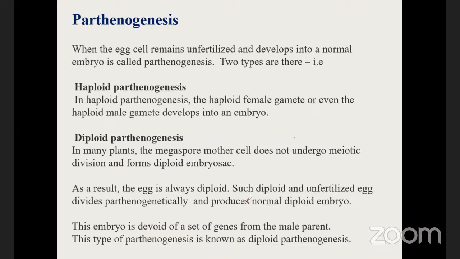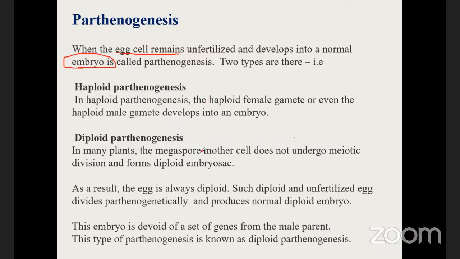Parthenogenesis means whenever the egg cell is unfertile, that unfertile egg cell grows and develops as an embryo. Unfertile egg cell developing as an embryo, that is parthenogenesis. Applied parthenogenesis means only applied female gamete or applied male gamete develops into an embryo.